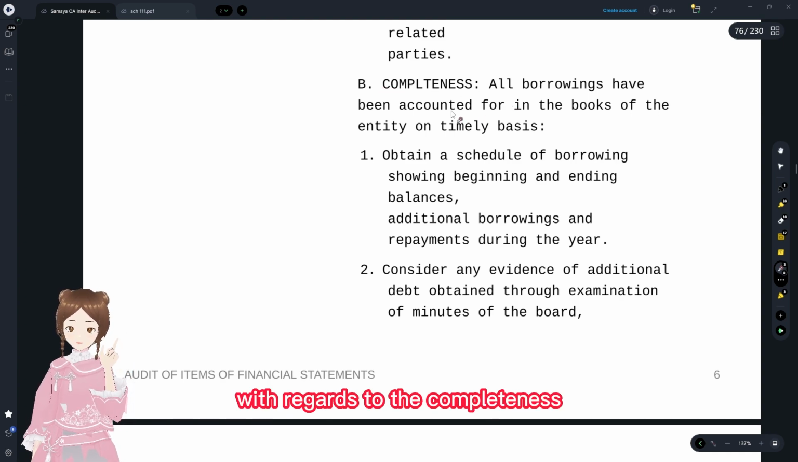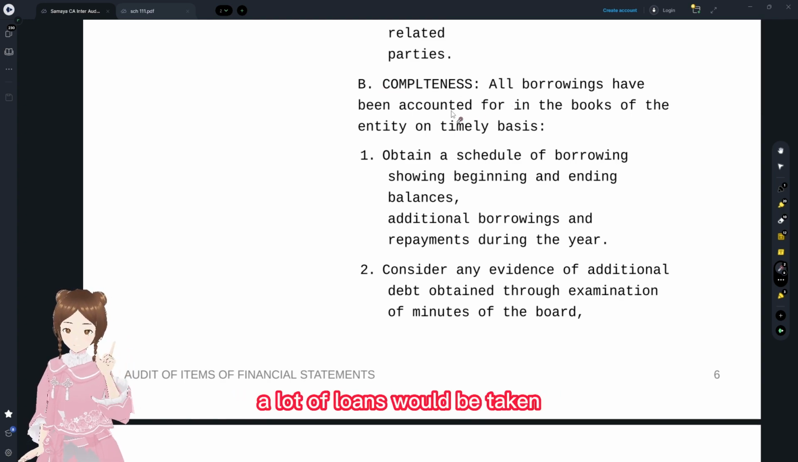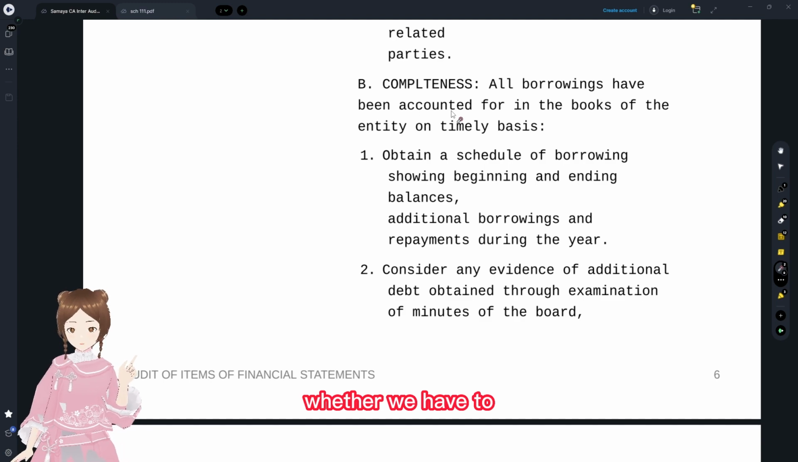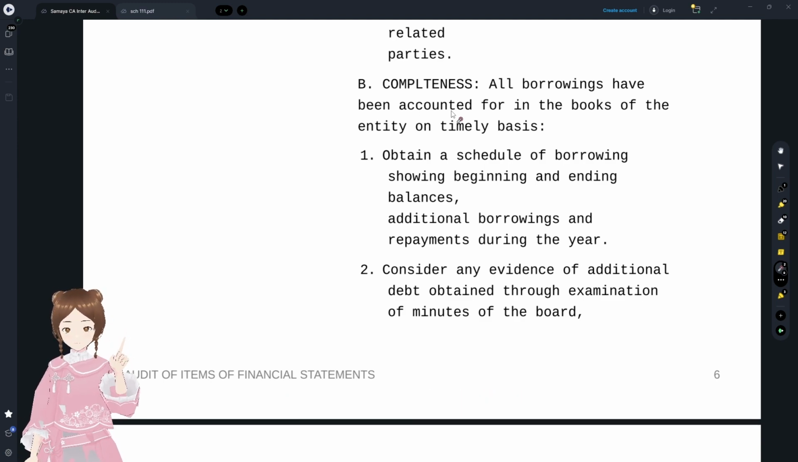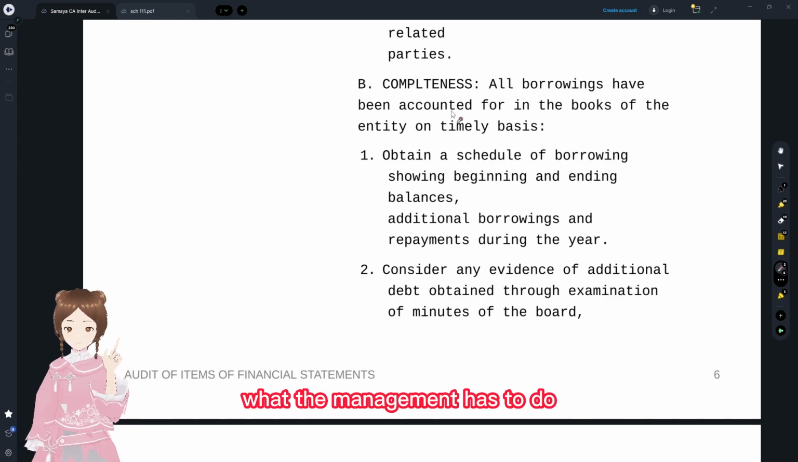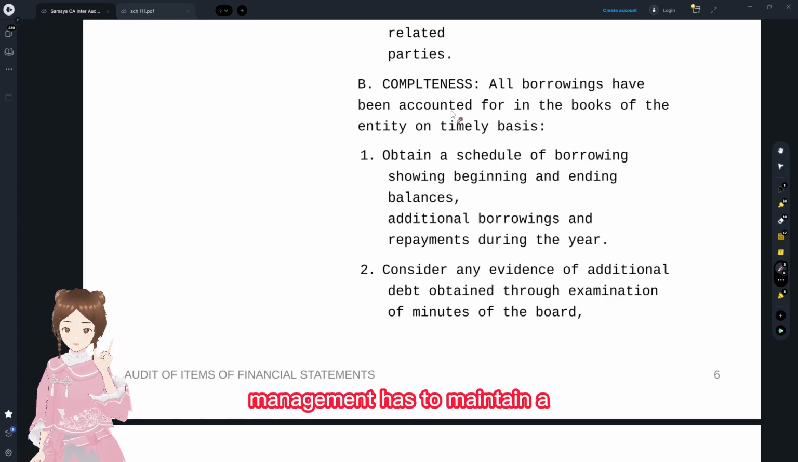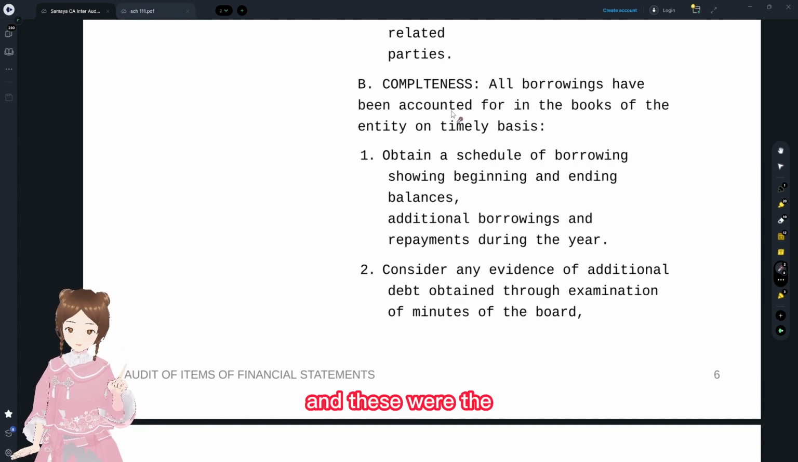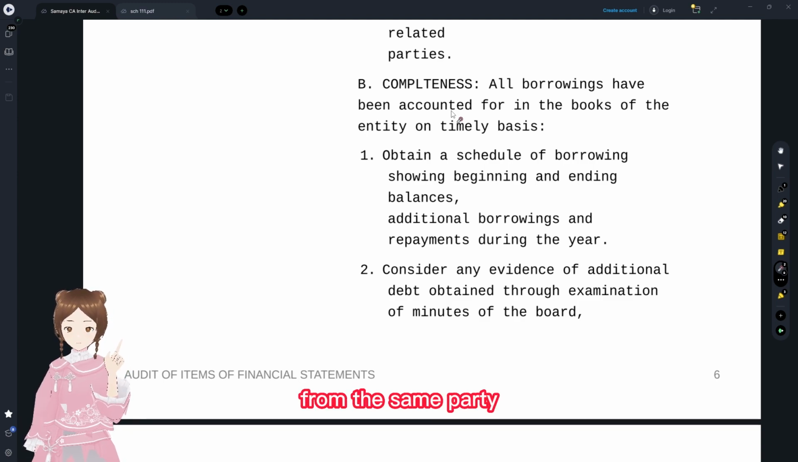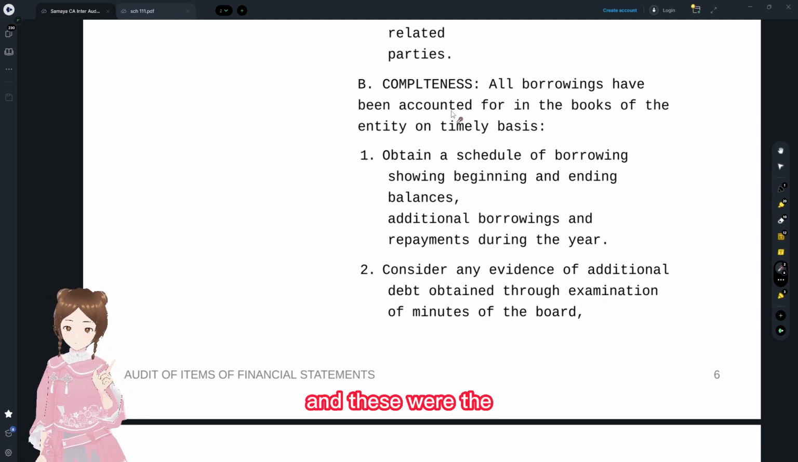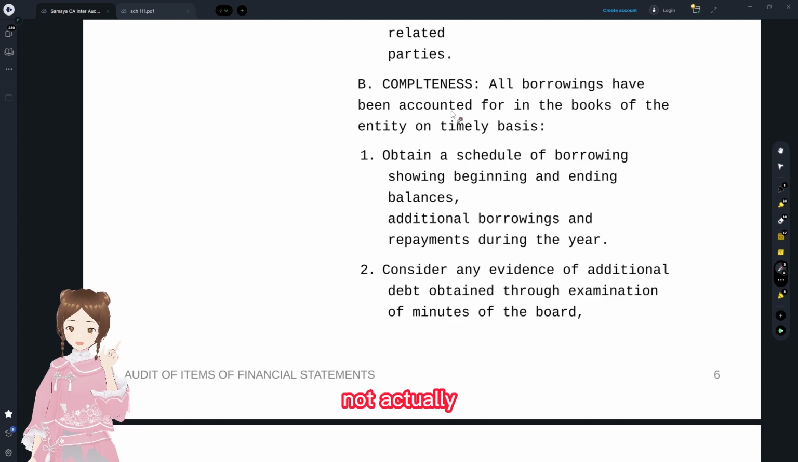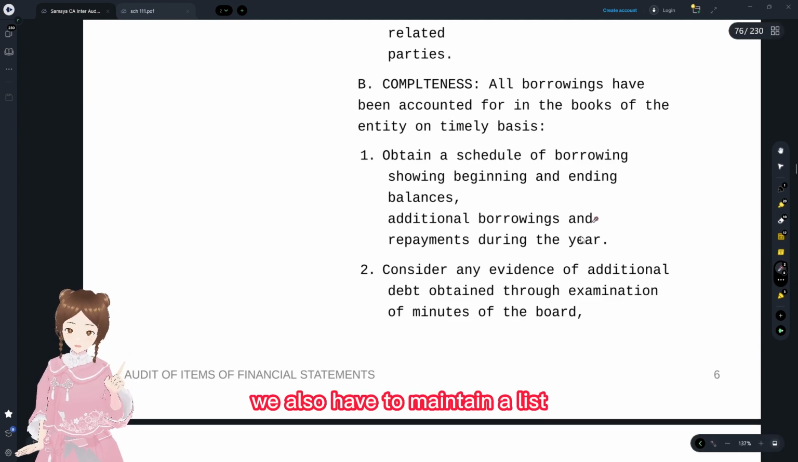And now with regards to completeness, in a year a lot of loans would be taken, even after the year also a lot of loans would be taken. Now what we have to check is whether we have included everything or not. How do we know what is the list of the loans that we have taken? What does management have to do? Management has to maintain a register. Okay, opening balance this much, and we have taken from these many individuals or companies, etc., and these were the additional loans that we have taken from the same party, and these have been repaid, etc., and this was the principal amount, interest amount, and these were the loans that had not actually matured, etc. We also have to maintain a list.